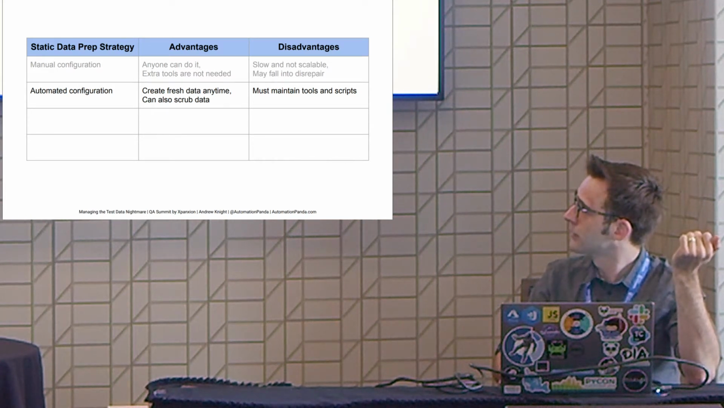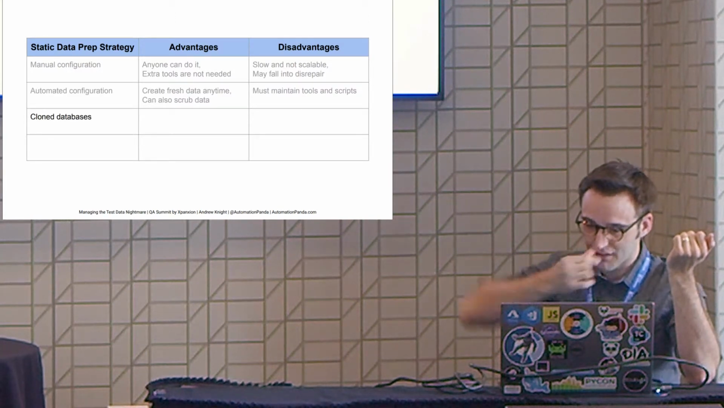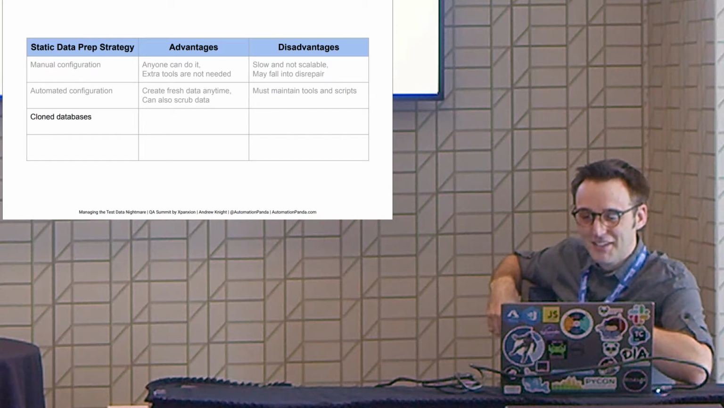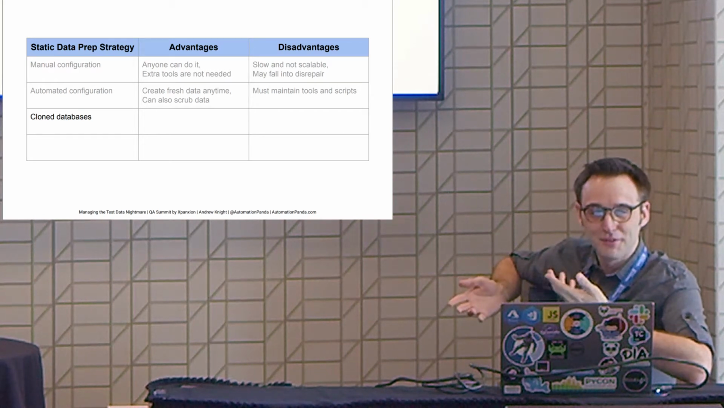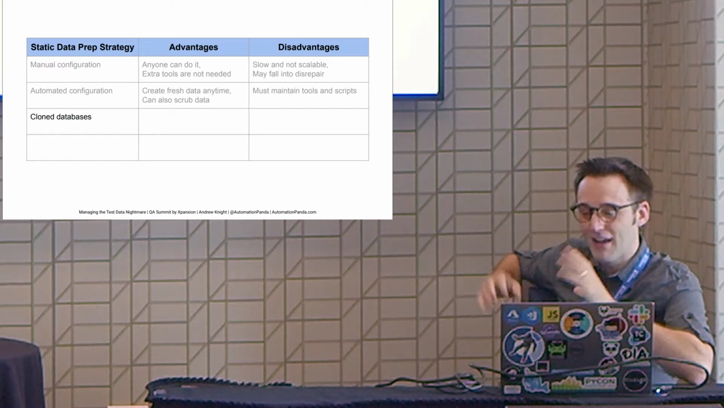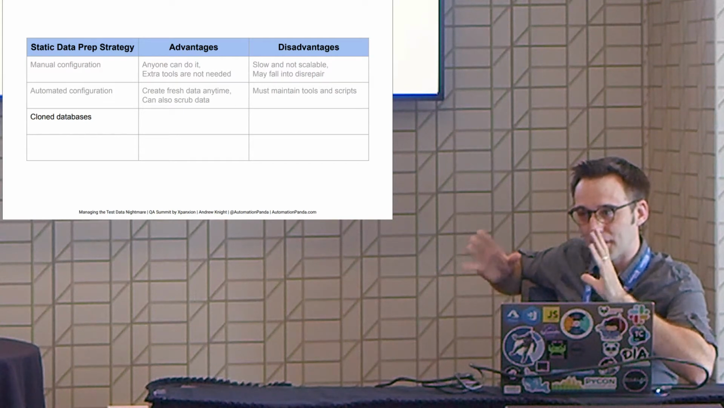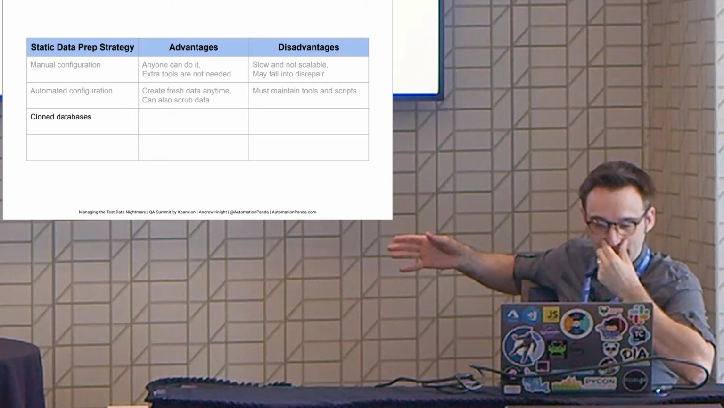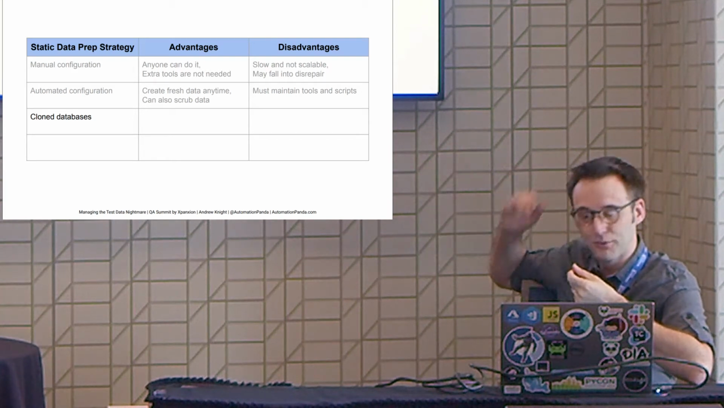So, what's another way to handle static data? If you want a shortcut, you could clone the database. Cloning databases is easier than ever with cloud management tools. You could have one database in a golden state or a perfect state and simply clone it before you run your test suite. And then after your test's done, you can just blast it away.